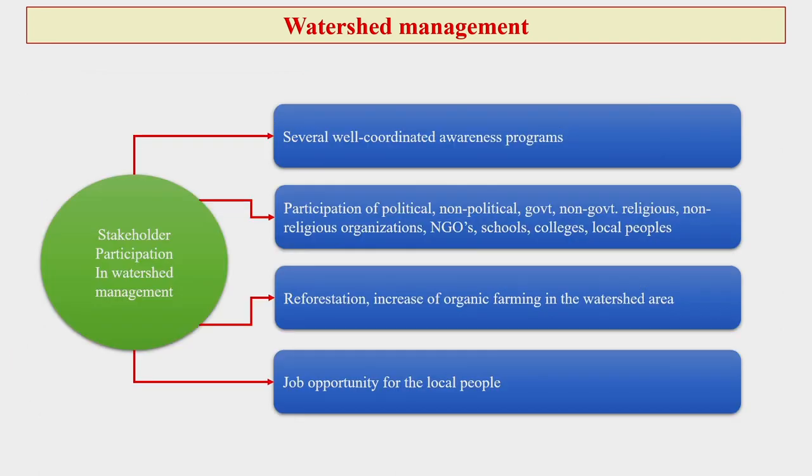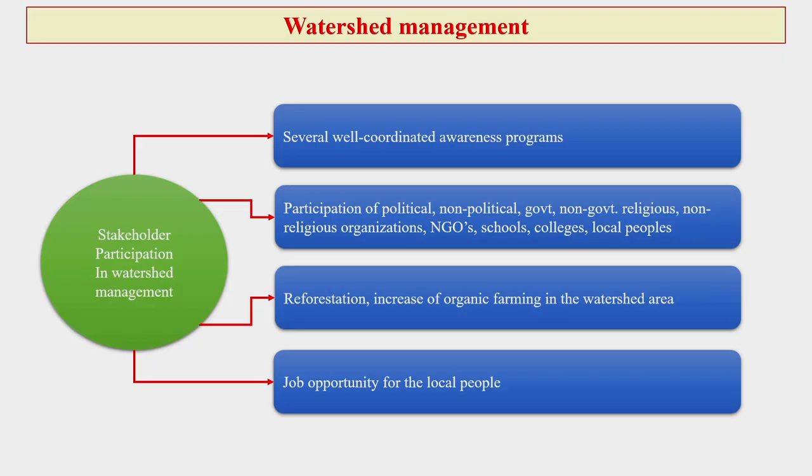So next comes the role of various stakeholders in watershed management. You know that in any administrative unit, like the case of a watershed, there are various stakeholders, various actors who play an important and critical role for watershed management. So stakeholder participation in watershed management is very, very important. For successful watershed management, we need to keep all these stakeholders engaged for better and sustainable management of resources.